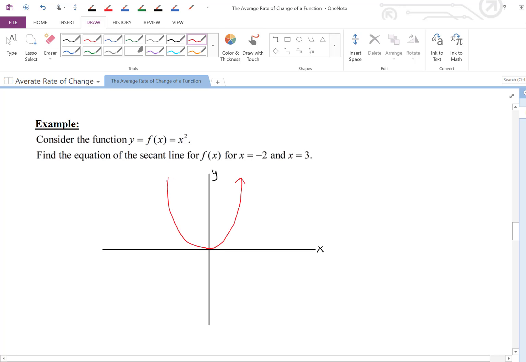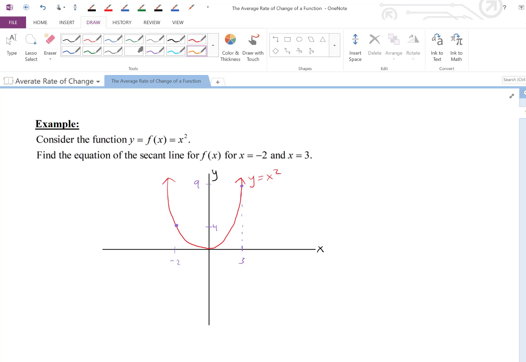Not bad. That's just the graph of y is x squared here. All right, good enough. Now, if we go to the x location of -2, let's just say maybe about right there is -2, and disregarding the scales here, the output there would be 4. And then at the x location of 3, somewhere over here, the output is 9. So we want the equation of the secant line between these two x values.